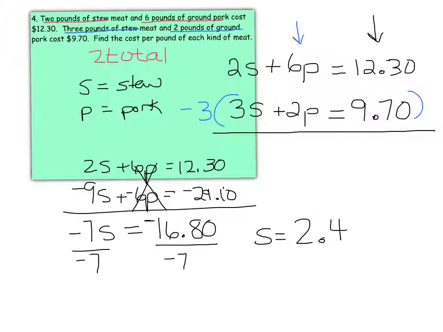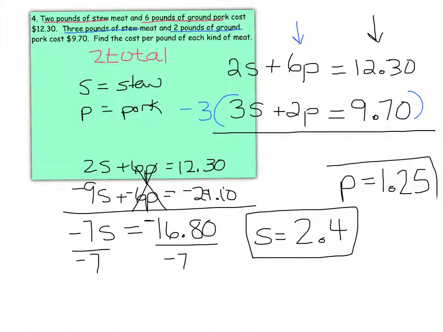So to find the pork, we would need to plug in your stew into one of those equations, just like we do for elimination, and see what your pork is. And when I do all that work, which I'm not going to do here because you can certainly do that, I find that stew costs $2.40 per pound, and pork costs $1.25 per pound.